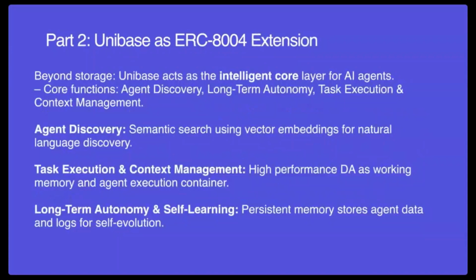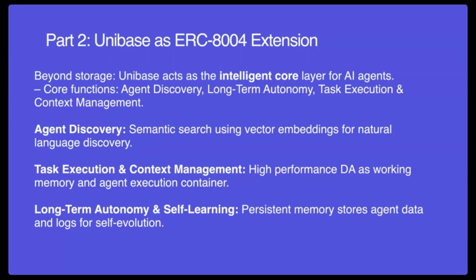But Unibase goes beyond just supporting ERC-8004, it extends its capabilities significantly. Unibase acts as the intelligent core layer for AI agents, providing three critical functions. First, agent discovery. We use semantic search with vector embeddings, allowing users to find agents using natural language rather than just browsing directories. Second, task execution and context management.